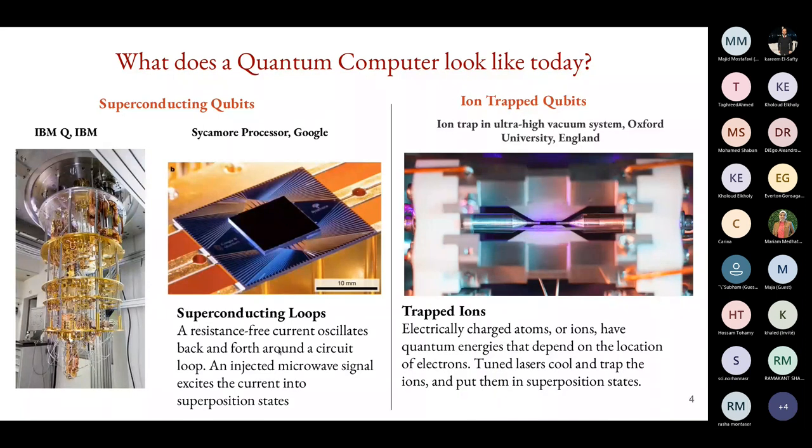But other technologies which are very interesting and very promising are ion-trapped qubits. This is actually one of the most interesting milestones of the development of ion-trapped qubits, which was done by Oxford, I think last year. So this would be the confinement of an atom, of course, using lasers to later on control and manipulate its state in quantum computational exercises. Electrically charged atoms, or ions simply, have quantum energies that depend on the location of electrons. Tuned lasers cool and trap the ions and put them in superposition states. So we would need lasers in order to control the states of such qubits.